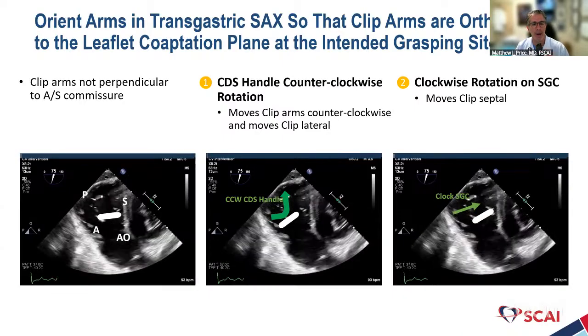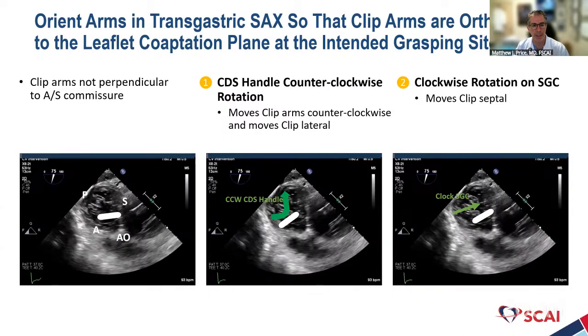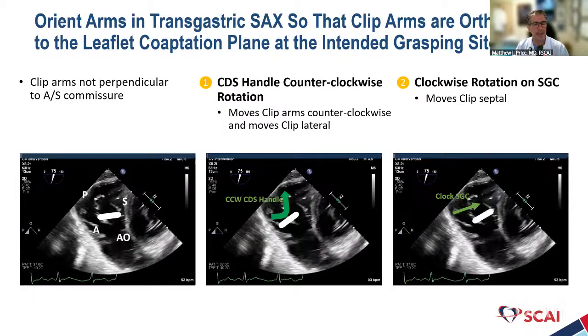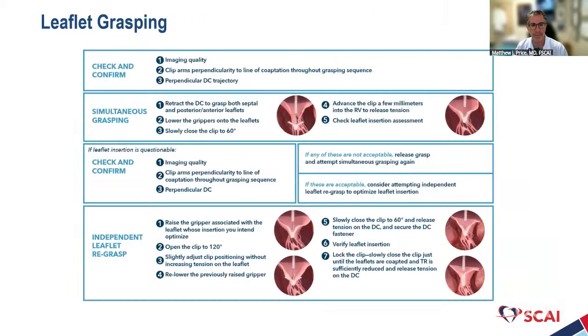So now we have trajectory, position, and you've oriented correctly over the valve. So how do we approach this? This is from the TEER ebook, which hopefully you all will download and read.